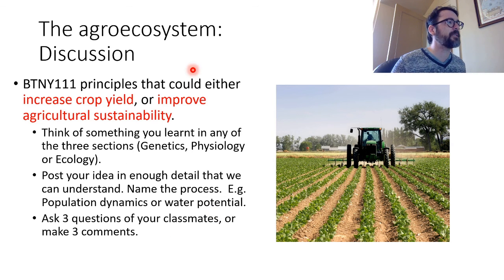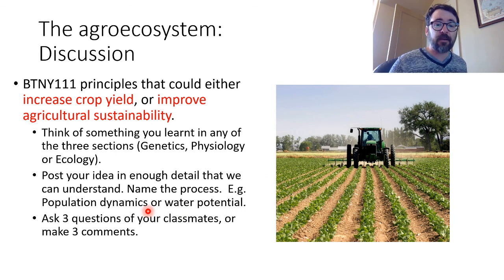All right, so that's what I just said. So what I would like you to do is think of anything you've learned in any of the 3 sections. So that can be genetics, physiology, or ecology. Post your idea to the discussion board I'm going to make in enough detail that I can understand, that everyone in the class can understand. Name the process that you're using. So for example, population dynamics or water potential. This shouldn't be the 3 I just gave you.